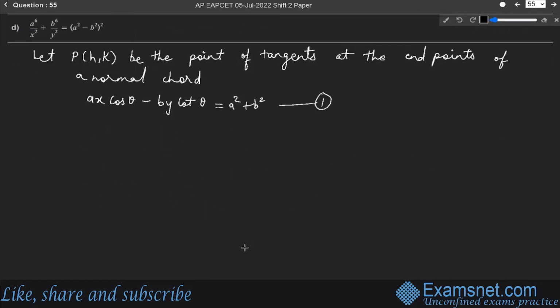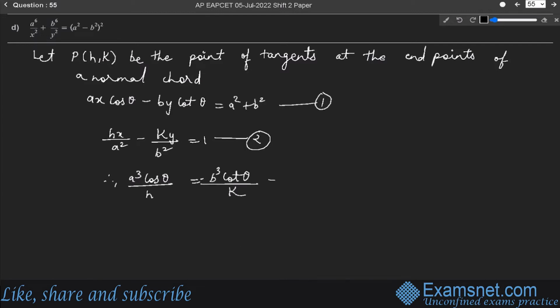Now, the equation of chord of contact of tangents drawn from the point h comma k to the hyperbola will be hx upon a square minus ky upon b square is equal to 1. Let this be equation number 2. It is clear that equation 1 and 2 represent the same line. Therefore, we can say that a cube cos theta upon h is equal to minus of b cube cot theta upon k is equal to a square plus b square upon 1, since both the equations represent the same line.